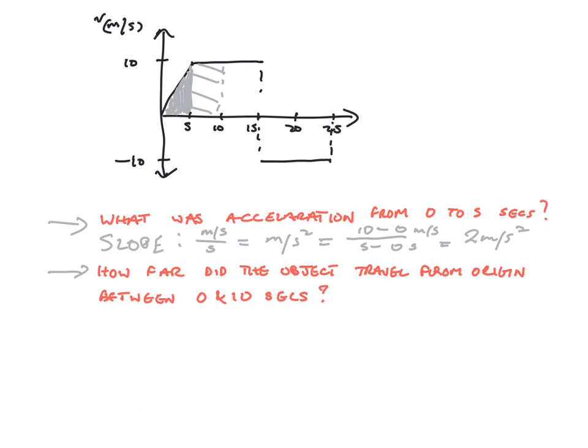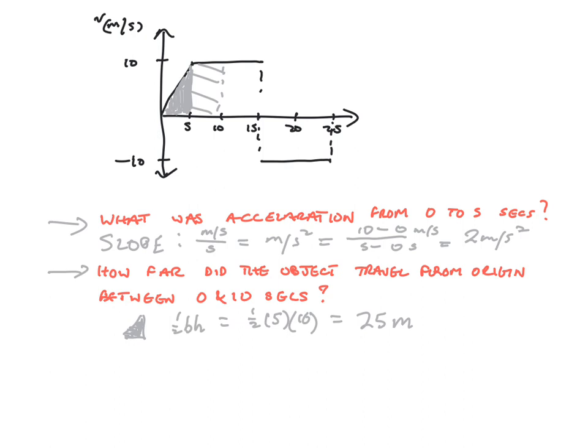So there's two different sections. Remember, for the triangle, we can use a half b times h to get the area of the triangle, which is a half times 5 times 10, which is equal to 25 meters. Now, if we put in the units, you'll see that it is a half of that, which is 25 meters.